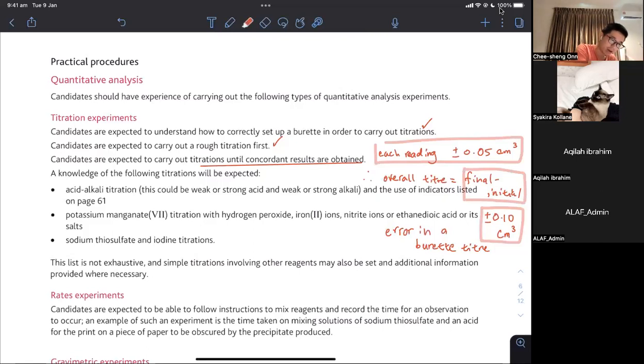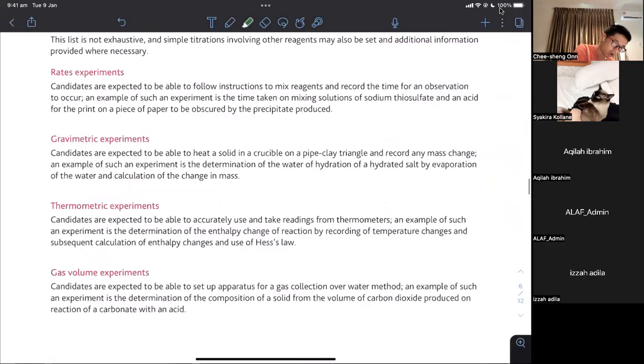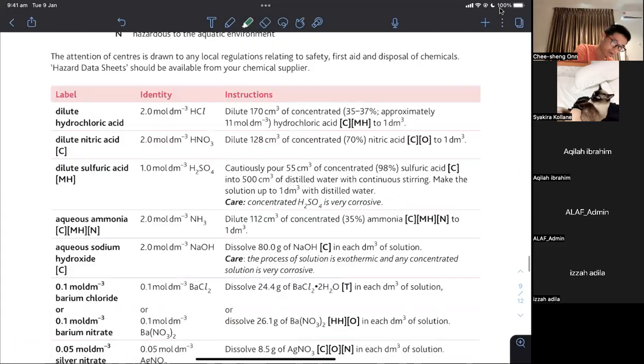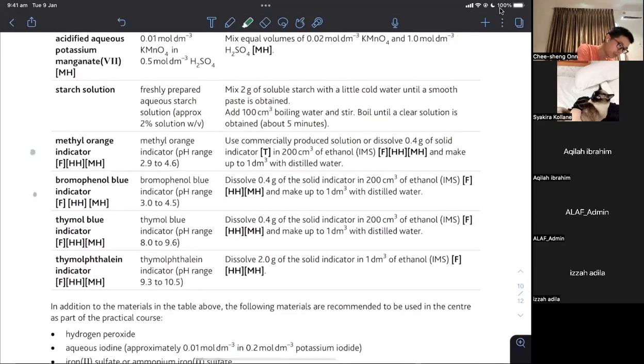I was asking Akila on the indicators used because there is the use of indicators as listed on page 61. So it's not outside the syllabus. It is actually inside the syllabus, page 61. On page 61, there is methyl orange indicator, bromophenol blue, thymol blue, and thymolphthalein. Methyl orange is quite common. You know that it's orange at the end point, and then it is yellow in a base, and then it's going to be red in acid.